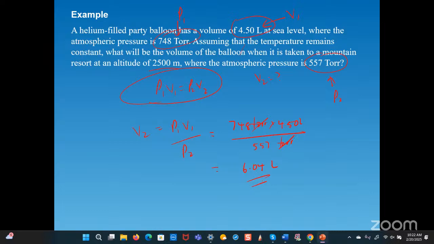And in your assignment, let me see here, question number 3 is also a Boyle's law question. So based on what we have done here, you should be able to do number 3 in your assignment, right?